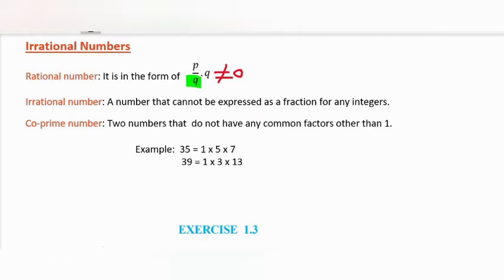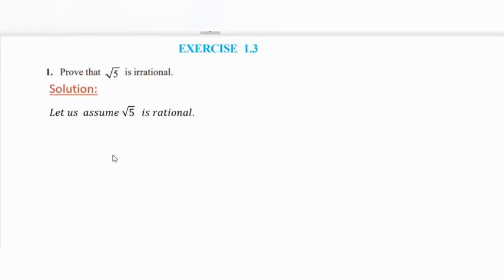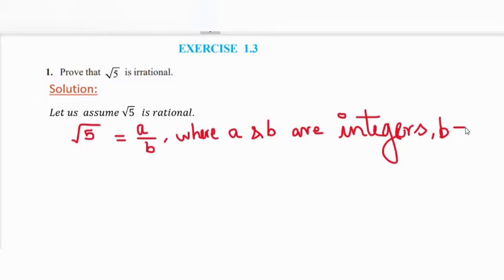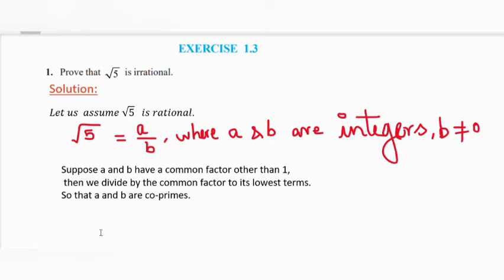So we get into the question now. We are going to prove that root 5 is irrational. First of all, to prove it as irrational, we are going to assume, in a contradictory way, that root 5 is a rational number. So we can take root 5 equal to a by b, that is a rational number, and b is not equal to 0. Suppose a and b have a common factor other than 1, then we divide by the common factor to its lowest terms, so that a and b are co-primes.